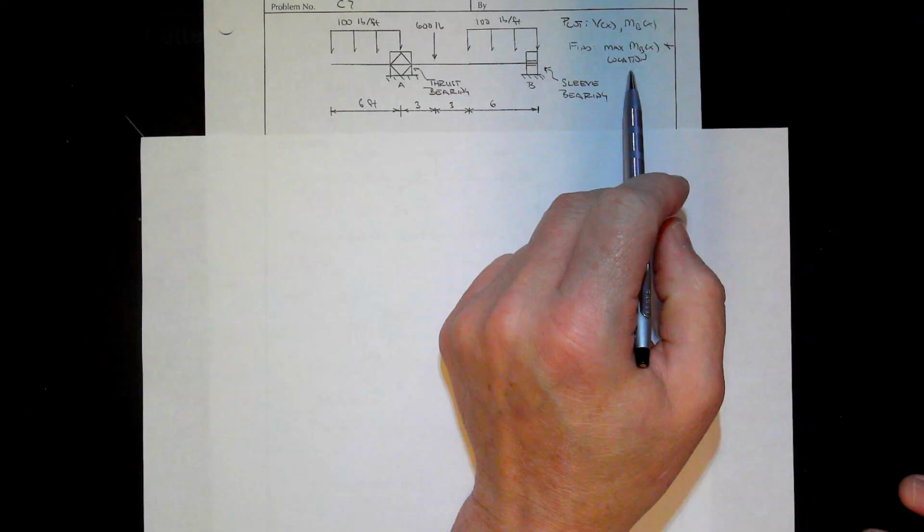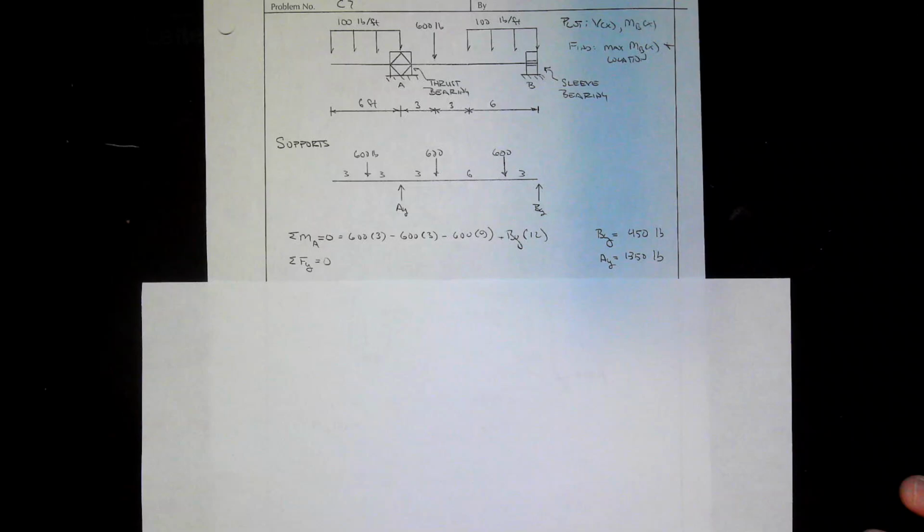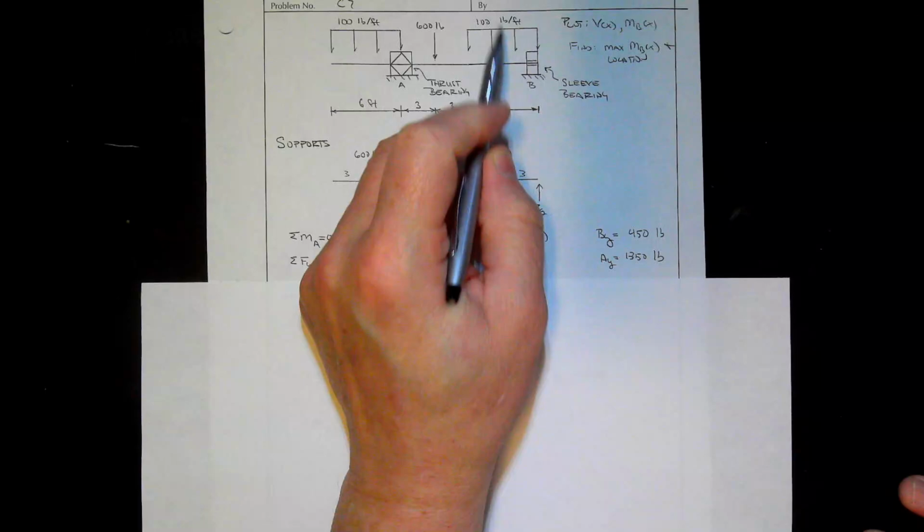So if you have a shaft, the idea is the shaft is rotating, all right? To hold the shaft in place, you need bearings. We have two kinds of bearings we're looking at here. This is a thrust bearing. This is a sleeve bearing. I've listed them, so that's obvious. But what's the difference between them?